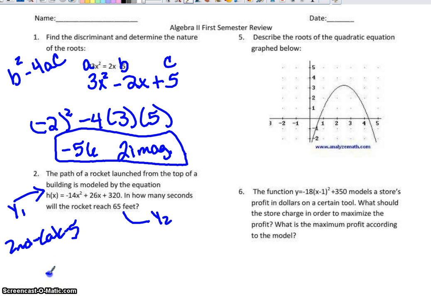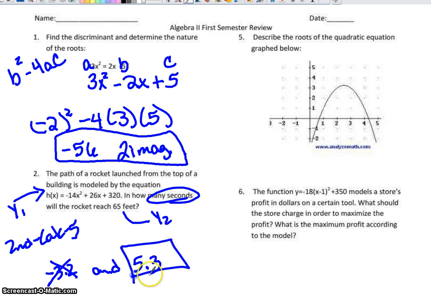Okay, you do it the first time and you get negative 3.2. And then you do it for the second place where they cross each other and you get 5.3. You need to go back and look at the situation. In how many seconds will it reach 65 feet? Can you have negative 3.2 seconds? You cannot. So your only answer is actually 5.3.